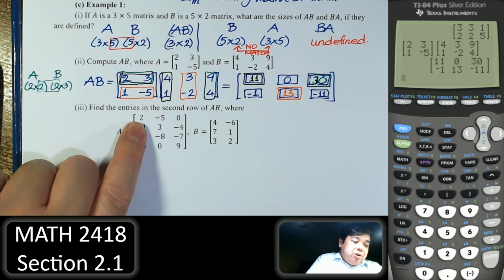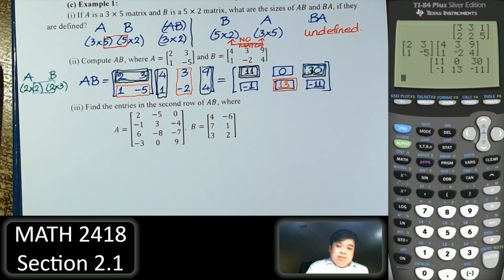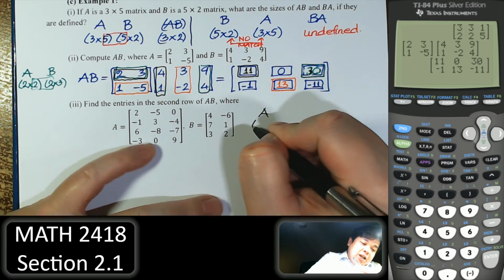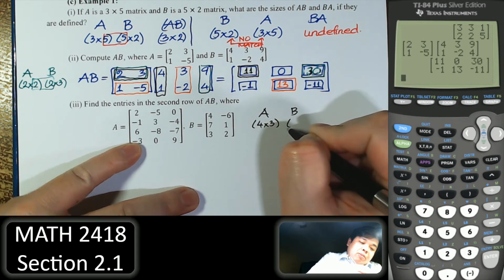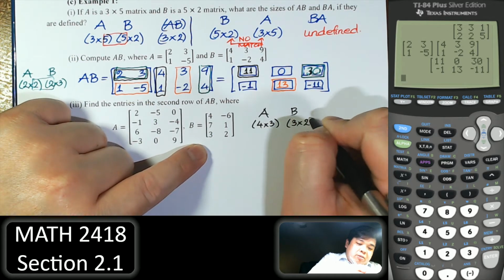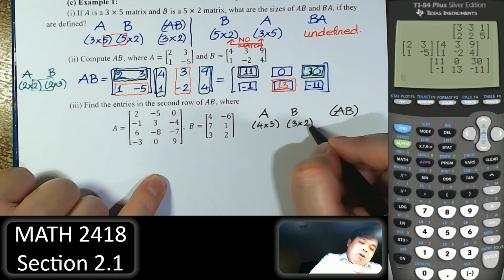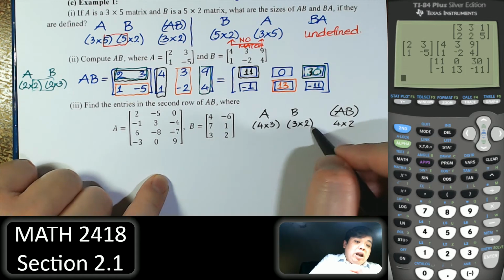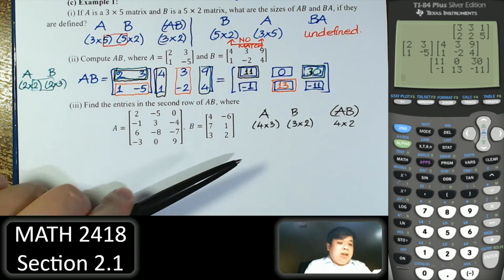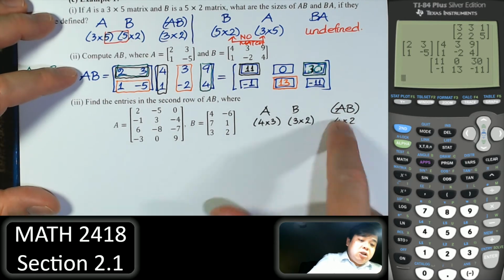Next, find the entries in the second row of matrix A times B, sorry. We should check the dimensions. The matrix A is 4 rows and 3 columns. The matrix B is 3 rows and 2 columns. So the product of A times B is going to be 4 by 2, the outside numbers. Since the middle numbers already match, the outside numbers will be the dimension of the product. If the middle numbers do not match, the product is undefined. Right, so we're going to do that.